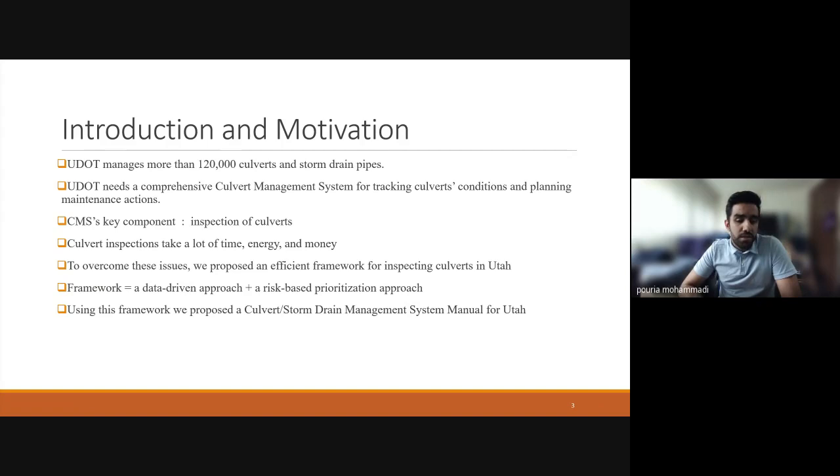So UDOT manages more than 120,000 culverts and storm drain pipes across the state. And therefore, UDOT needs a comprehensive culvert management system for tracking culvert conditions and planning maintenance actions on these culverts. Since all the maintenance actions depend on the results of inspection, we can say that the culvert management system manual's key component is inspection of culverts.